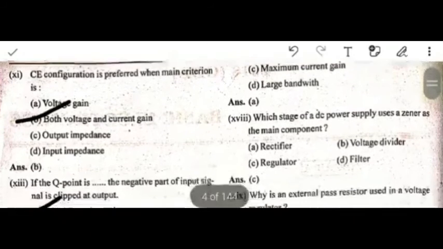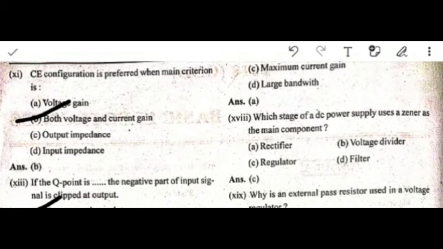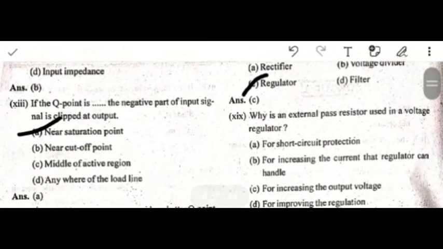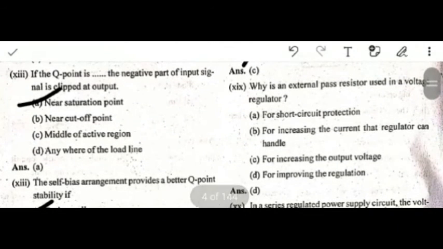Now in the 18th question, which stage of a DC power supply uses a Zener diode as the main component? Regulator is the device which uses the Zener diode as the main component. Now in the 19th question, why is an external pass resistor used in a voltage regulator? It is used for improving the regulation. That's why the regulation of the regulator should be better. Option D will be the correct answer.